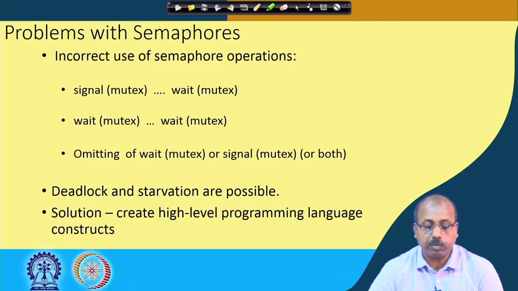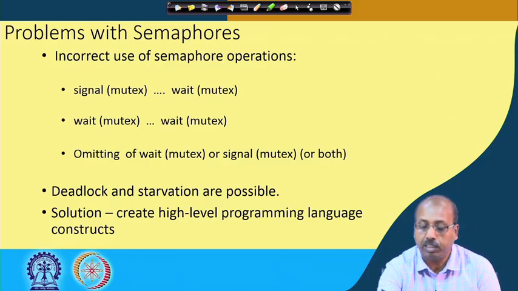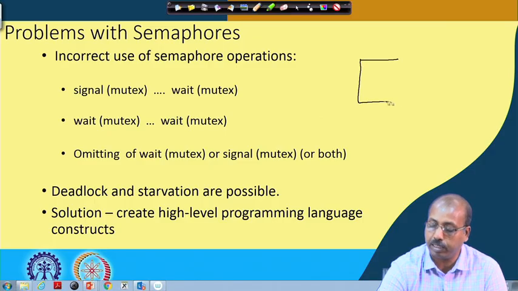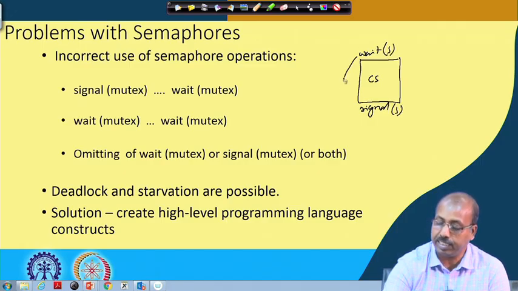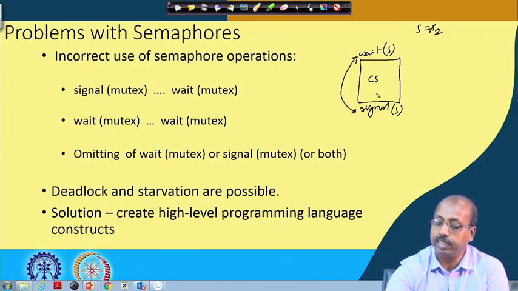There are some problems with semaphores, like incorrect use of semaphore operations, like signal mutex and wait mutex. Normally, if I have a critical section code, then I should put a wait statement at the beginning and a signal at the end. That is the standard solution, wait on S and signal S. Now, if by mistake this wait and signal are exchanged, with the semaphore S initially equal to 1, it is signaled, so the value becomes equal to 2, and then the critical section is executed.